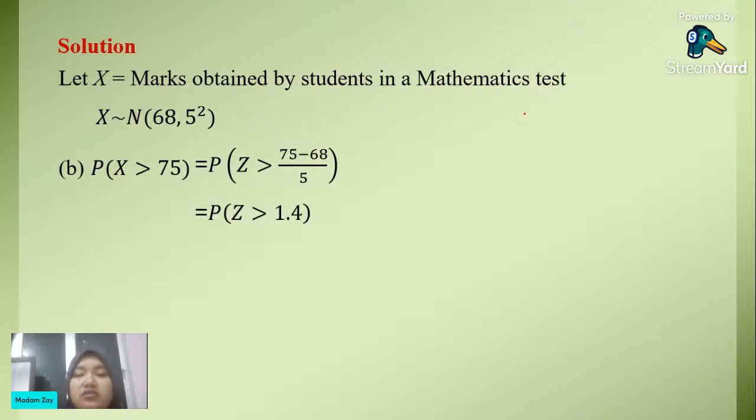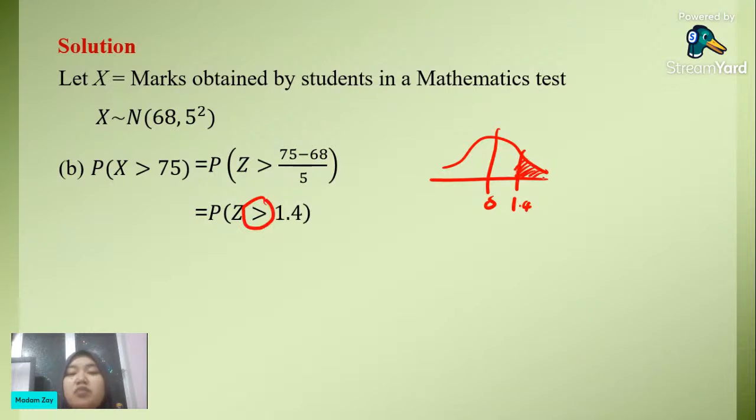So for this value, z 1.4 is on the right side of 0. The area we want to find is on the right side of 1.4, which is the smaller triangle that we can directly compare with the table value. From the table, we have probability equal to 0.0808. Okay, so this is easier. Question B is easier than question A. Directly we can take from the table.